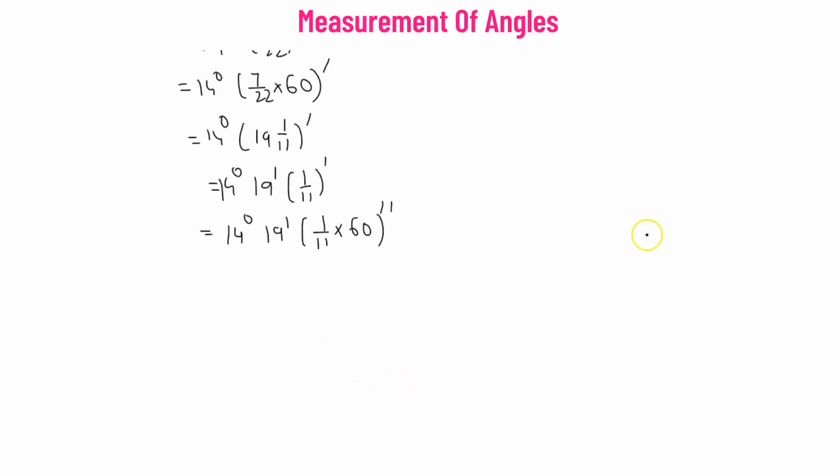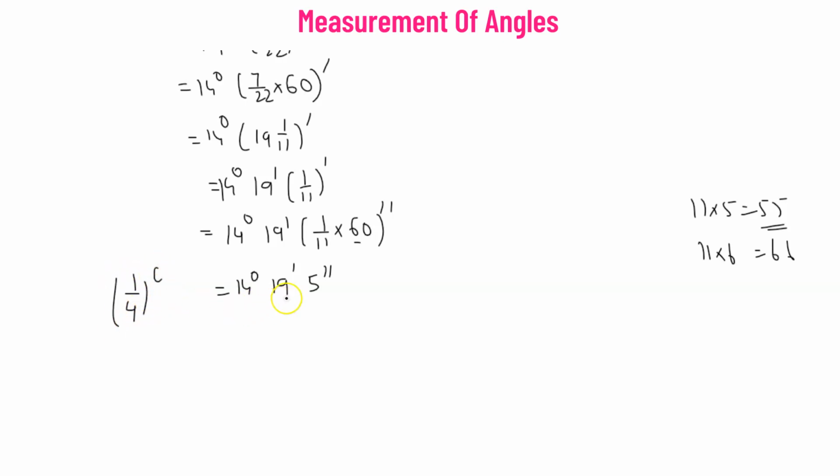So we'll take an approximate value. We know that 11 times 5 is 55, and 11 times 6 is 66. So that means 60 is going to lie between 55 and 66. We'll take a value of 5. So we'll take 14 degrees, 19 minutes and 5 seconds. So this is going to be the degree measurement of our radian 1 over 4. That means a quarter radian is 14 degrees, 19 minutes and 5 seconds.